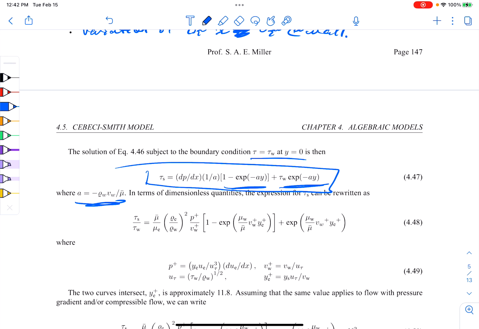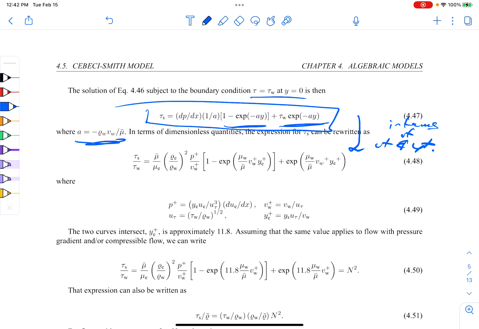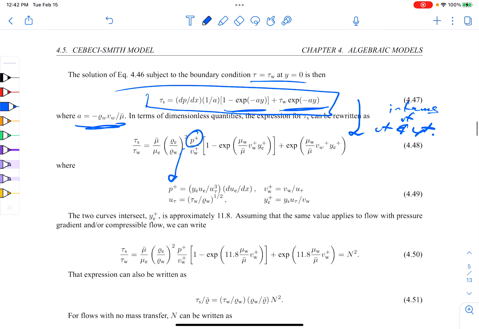And this can all be written in dimensionless terms, in terms of u plus and y plus. And he defines a new dimensionless term, p plus. And you'll see this is one of the important equations that appears in his original AIAA journal article. It's right there. I don't have the paper right by me to tell you the exact equation.